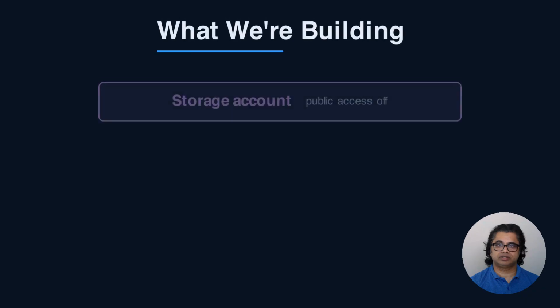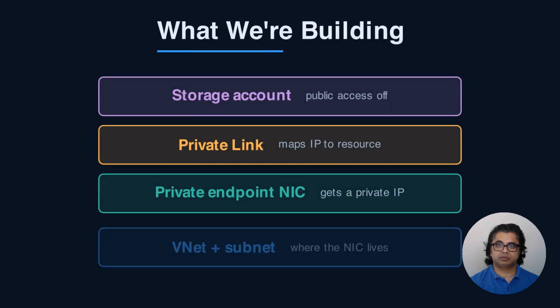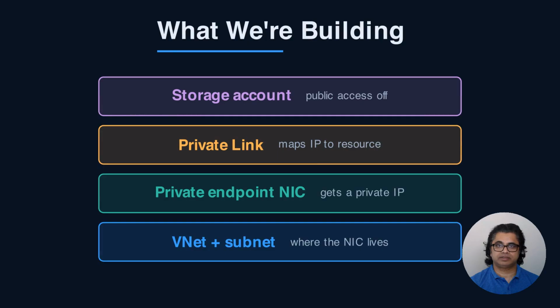Here's the target architecture. A private endpoint is a network interface, a NIC, deployed into a subnet in your virtual network, VNet. It gets a private IP from that subnet, and that IP maps to a specific resource, for example, one storage account's blob service. A virtual machine in the VNet then talks to the storage account over that private IP instead of its public name.